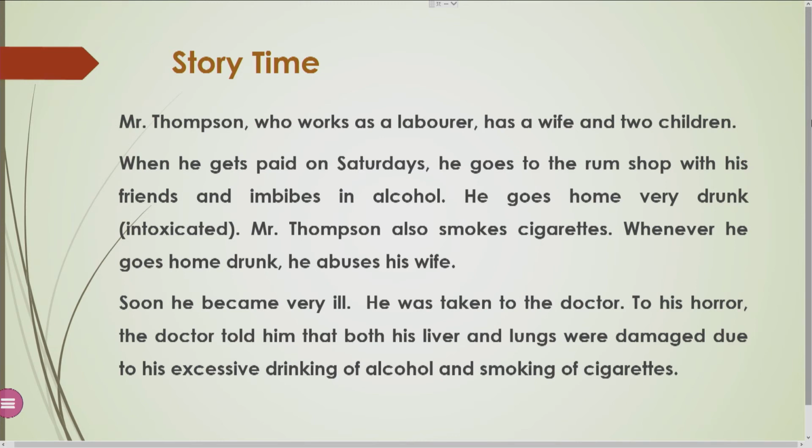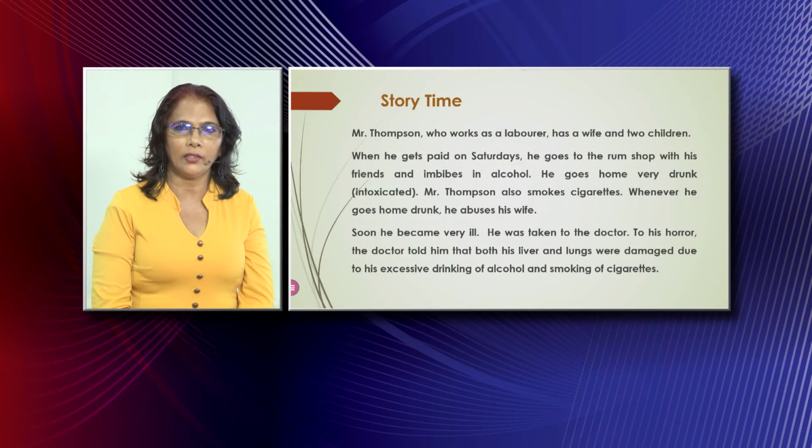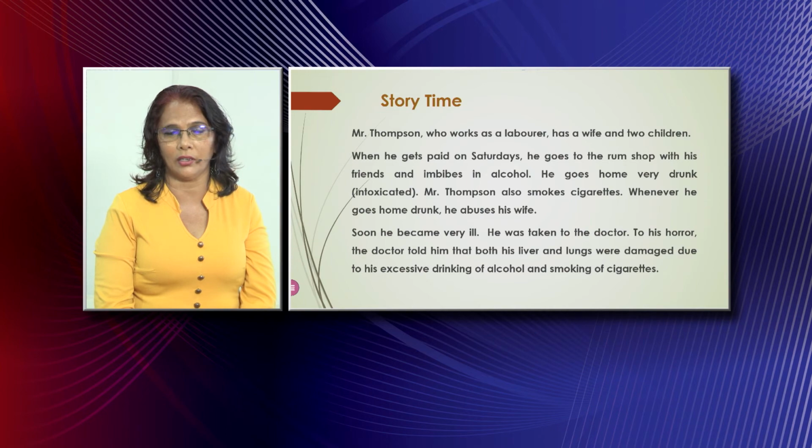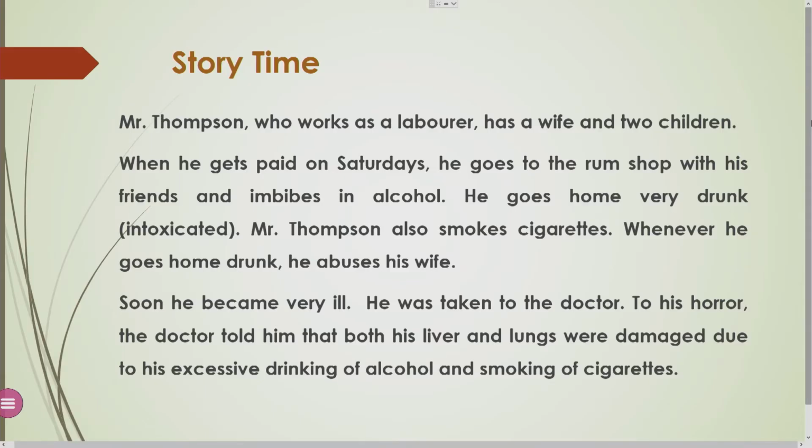To his horror, the doctor told him that both his liver and lungs were damaged due to his excessive drinking of alcohol and smoking of cigarettes. Because he was smoking cigarettes and drinking alcohol until he became drunk, he became very sick, right? It caused damage to his lungs and liver.